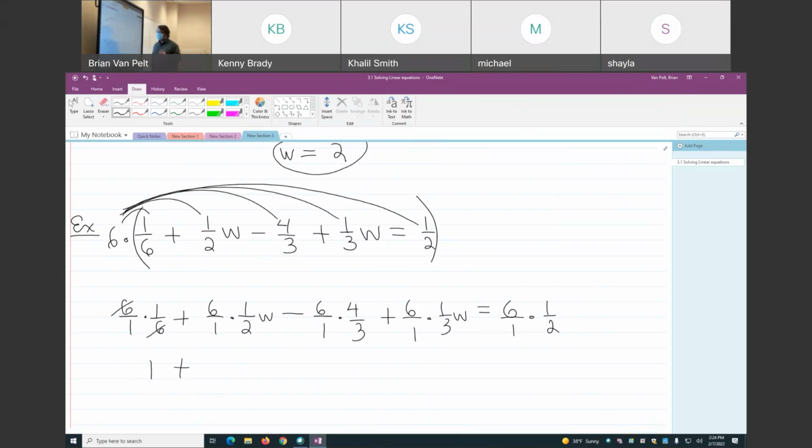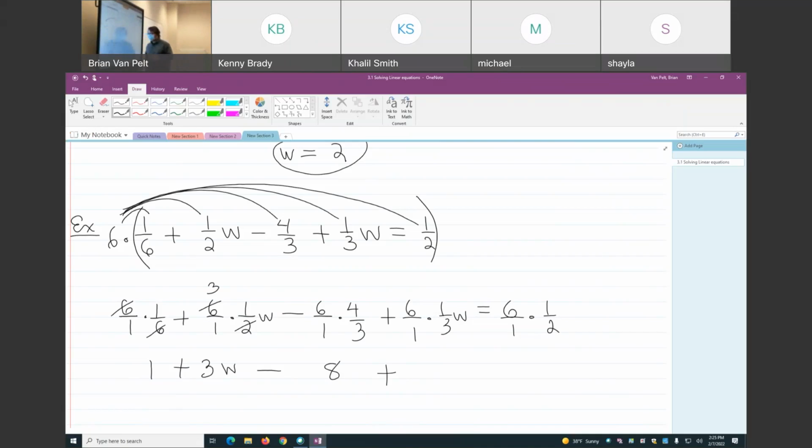Look at the next piece. What will I have left of the second piece? 3 what? 3W. You're not getting rid of the W, are you? So the 2 and the 6 cancel, and I get 3W. All right, let's look at the next one. What are we going to have here? 8.